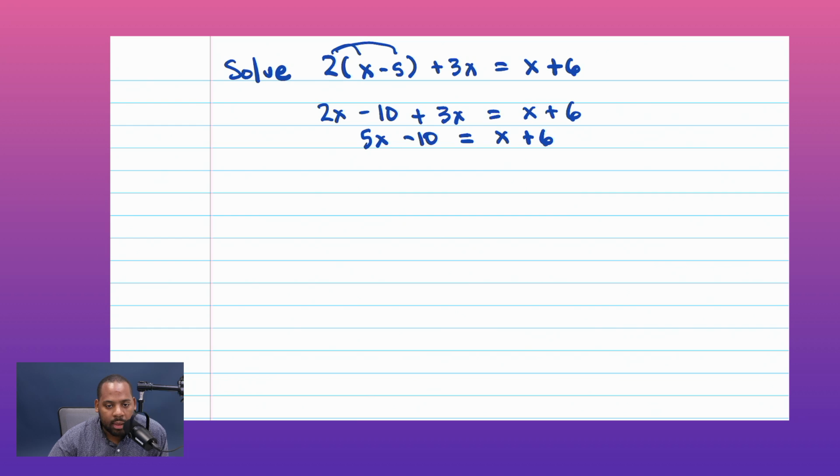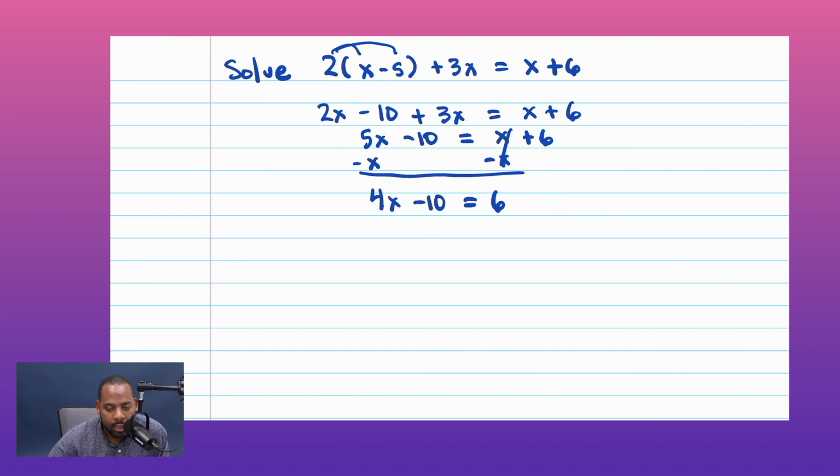All right, let's isolate our variable x. I prefer my x to be on the left side, so I move the x off the right. So I'm going to subtract x on both sides, line it up with the other x. Those subtract out. So now we have 4x minus 10 is equal to 6.